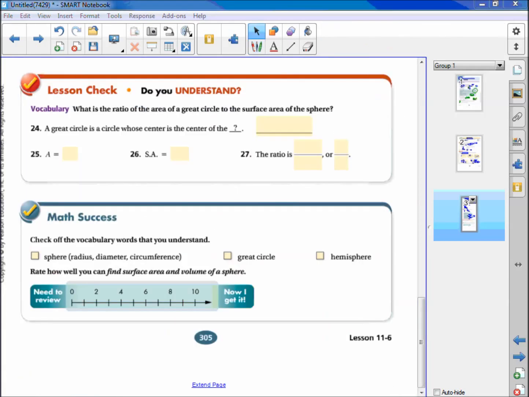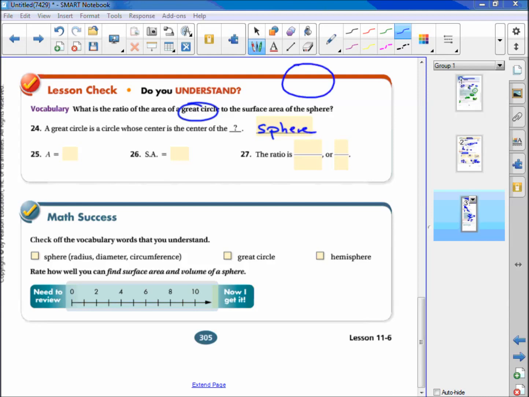Okay, so for our lesson check today, we're going to do something a little bit different. It has a new vocabulary word in it, so you can't really pause the video and try it yourself. So our question is, what is the ratio of the area of a great circle, which we haven't talked about, to the surface area of the sphere? A great circle is a circle whose center is the center of the sphere.